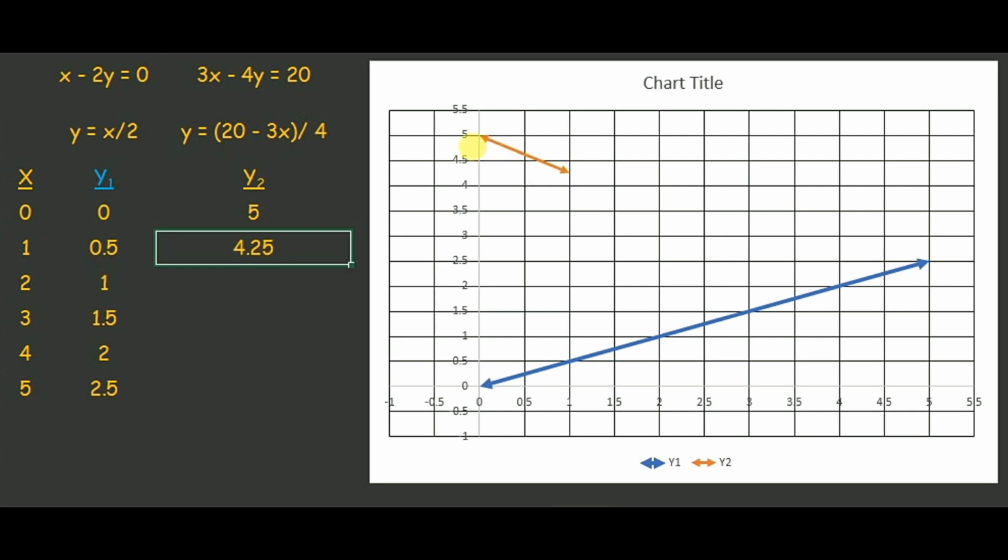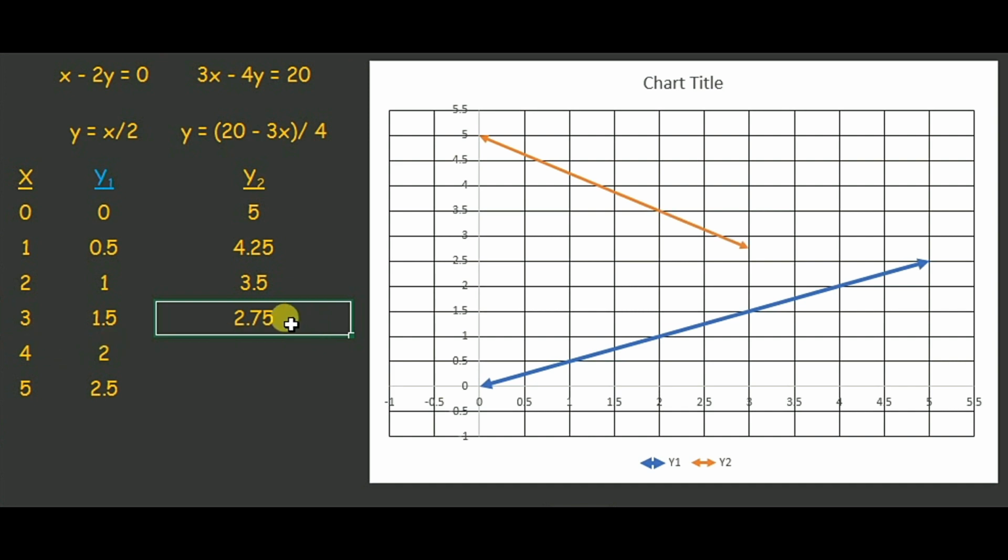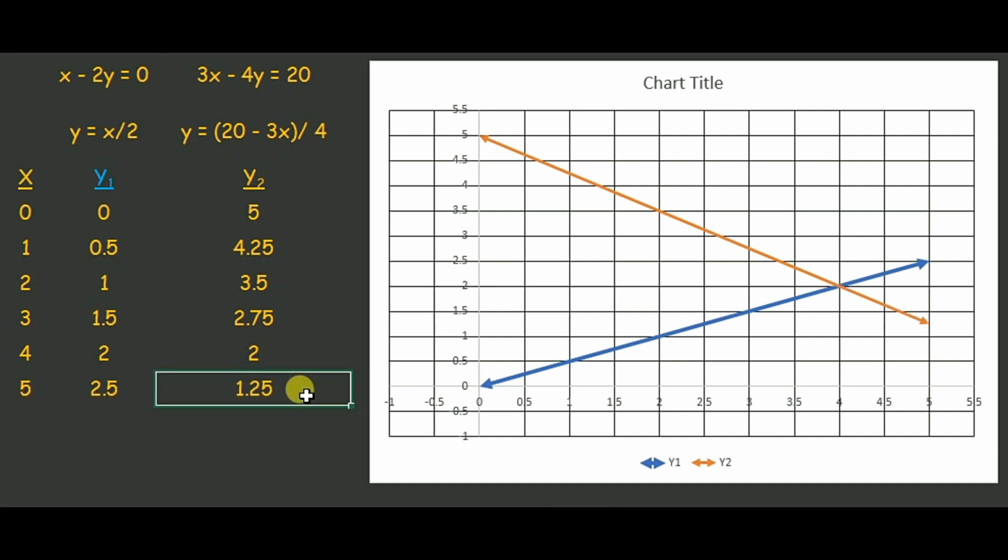You can see this line, this orange line for this y2 has already started. When x is 2, y is 3.5. When x is 3, y is 2.75. Started from here, gradually it is growing. When x is 4, y is 2. When x is 5, y is 1.25. So for these 5 x values, from this equation I got these y values. From the same x values, from this equation I got these y values. This blue line represents y1, this orange line represents these values, y2.